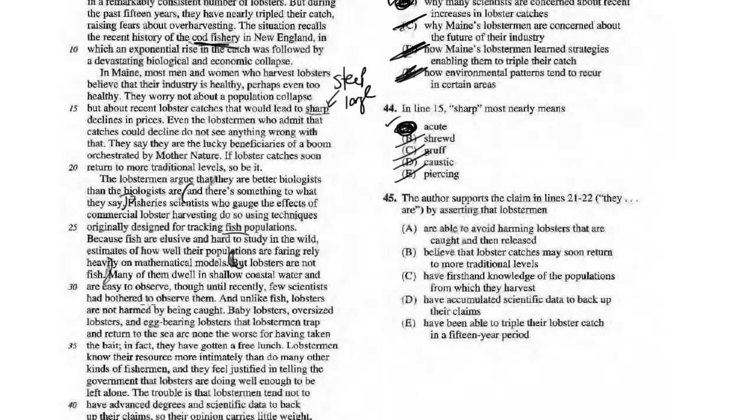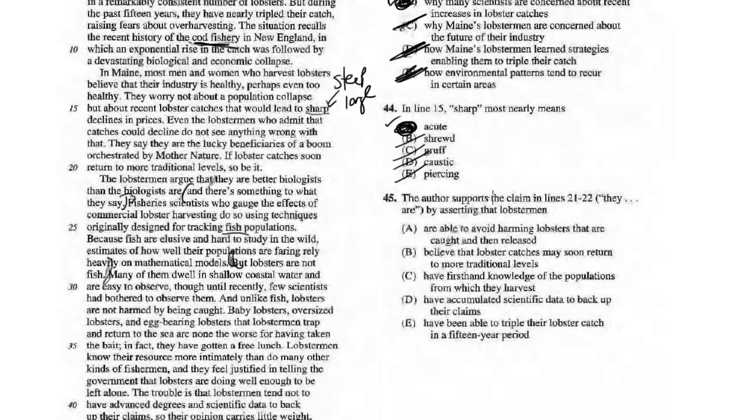observe them, and unlike fish, lobsters are not harmed by being caught. Baby lobsters, oversized lobsters, and egg-bearing lobsters that lobstermen trap and return to the sea are none the worse for having taken the bait. In fact, they've gotten a free lunch. Lobstermen know the resource more intimately than do many other kinds of fishermen, and they feel justified in telling the government that lobsters are doing well enough to be left alone. The trouble is that lobstermen tend not to have advanced degrees and scientific data to back up their claims, so their opinion carries little weight.